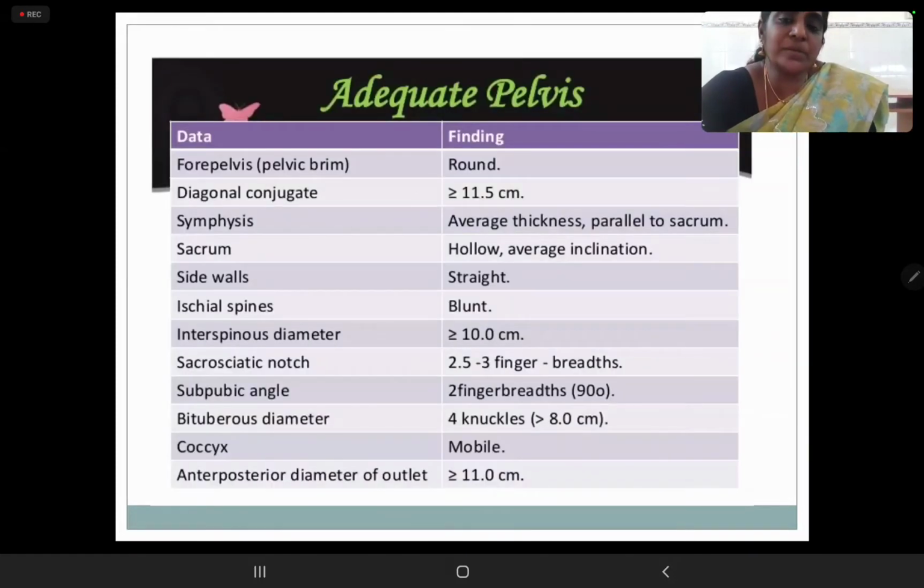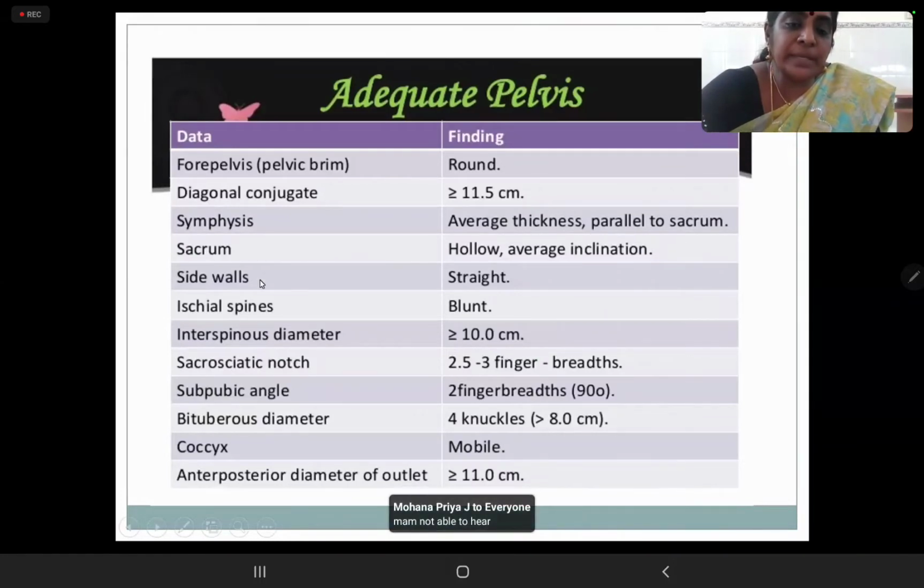So how do you say it is an adequate pelvis? So these are the points. The diagonal conjugate should be more than 11.5. The symphysis should be parallel to the sacrum. The sacrum should be hollow. The side walls must be straight. The ischial spine should be blunt. They should not be prominent. Interspinous diameter should be at least more than 10 centimeters.